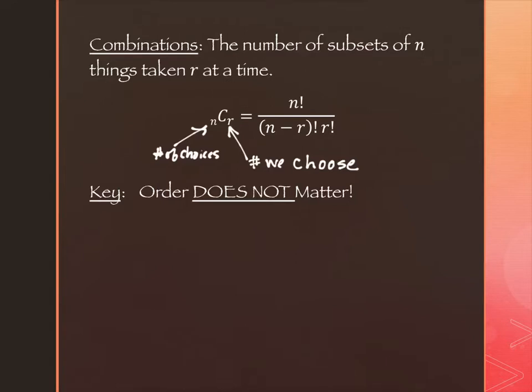And you see the denominator changes slightly. So the numerator is the same, still the number of choices, n factorial. The (n minus r) factorial is down there again, the number of things we don't choose. But we also have to divide it by the number of things that we do choose, r factorial. And in combinations, the order does not matter, and that's really important.